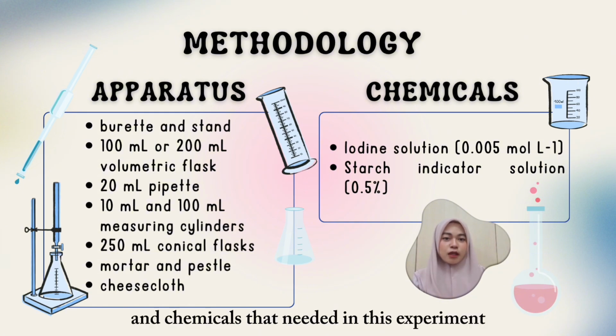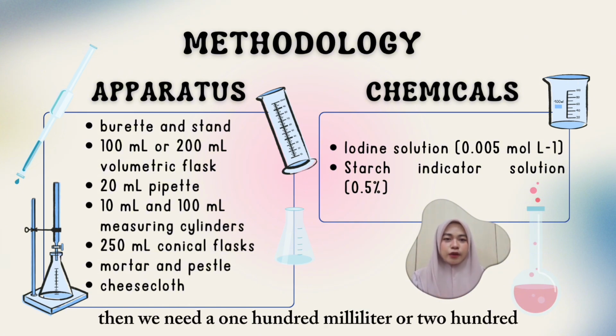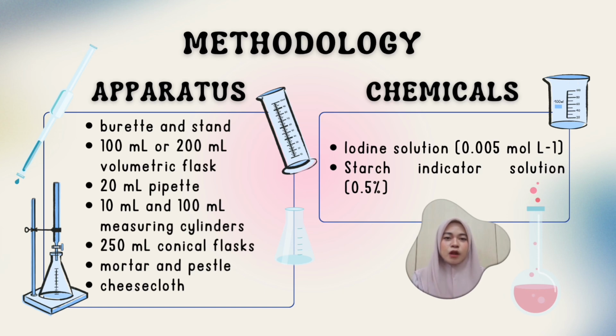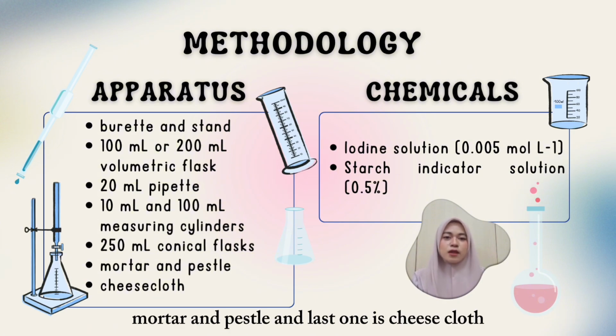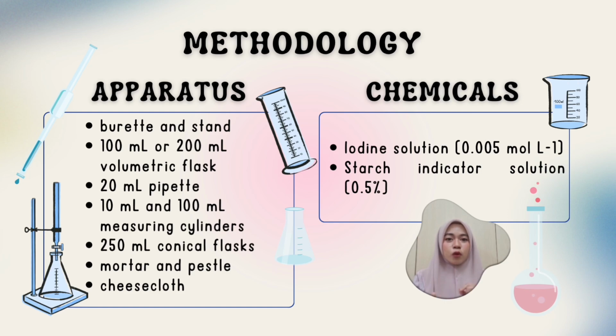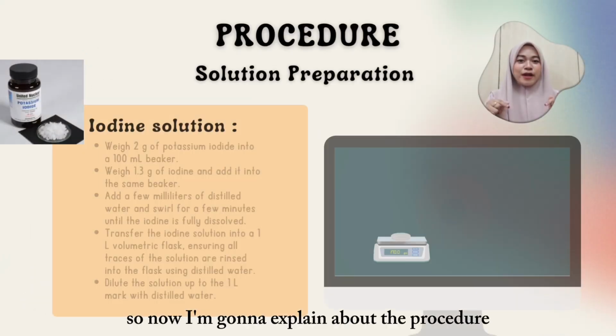These are some apparatus and chemicals that are needed in this experiment. For apparatus, we need a burette and stand. Then, we need a 100 ml or 200 ml volumetric flask, a 20 ml pipette, 10 ml and 100 ml measuring cylinders, a 200 milliliter conical flask, mortar and pestle, and the last one is cheesecloth. For chemicals, we need an iodine solution that is 0.005 mole, and the last one we need is a 0.5% starch indicator solution. So now I'm going to explain the procedure.